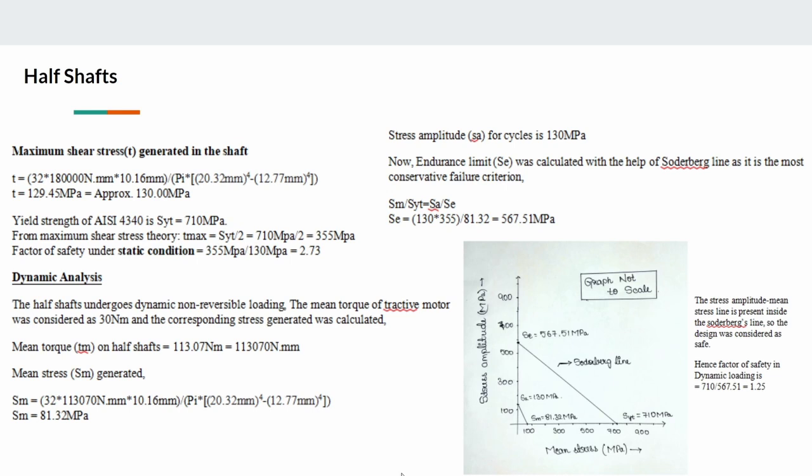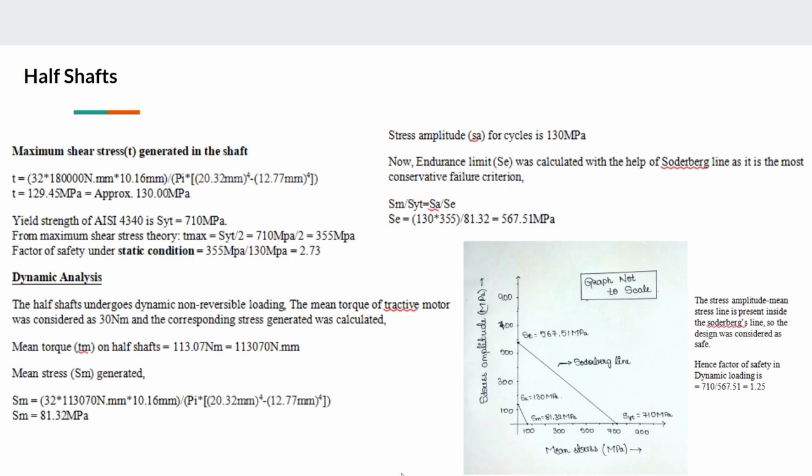Now, the maximum shear stress generated in the shaft was approximately 130.00 megapascal. Yield strength of AISI 4340 was 710 MPa. Now, with the help of maximum shear stress theory, the maximum permissible stress was found out to be 355 megapascal, and thus the factor of safety that we were getting was 2.73.